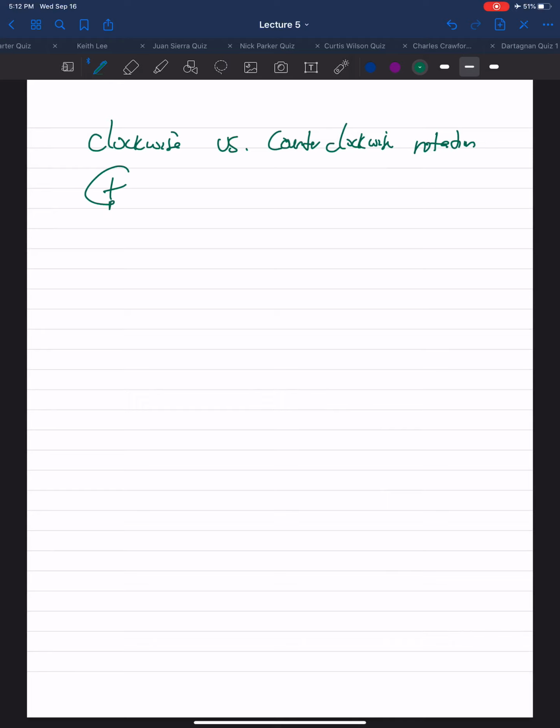And typically we set counterclockwise as the positive direction. And we typically write that as a plus sign and a counterclockwise arrow. So that's positive, which is saying any moments that are causing a counterclockwise rotation are positive. If the moments are causing a clockwise rotation, then we count them as negative.